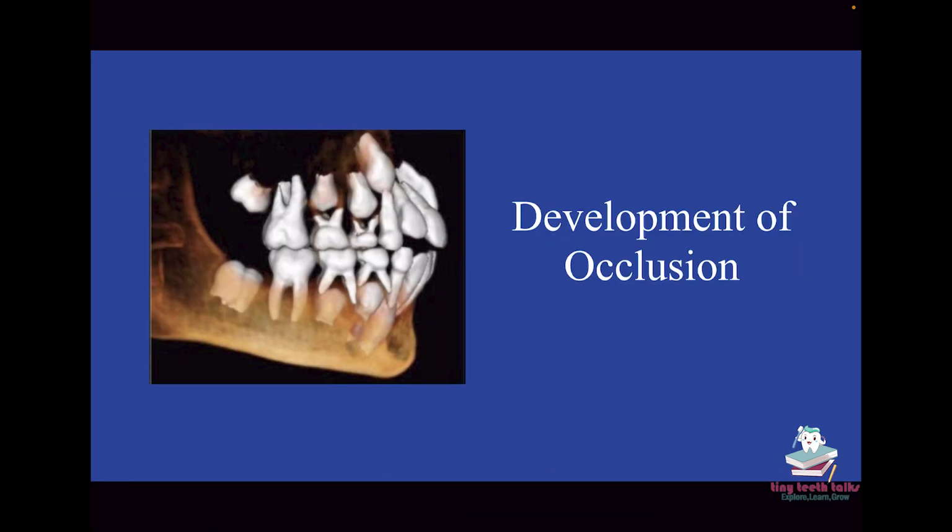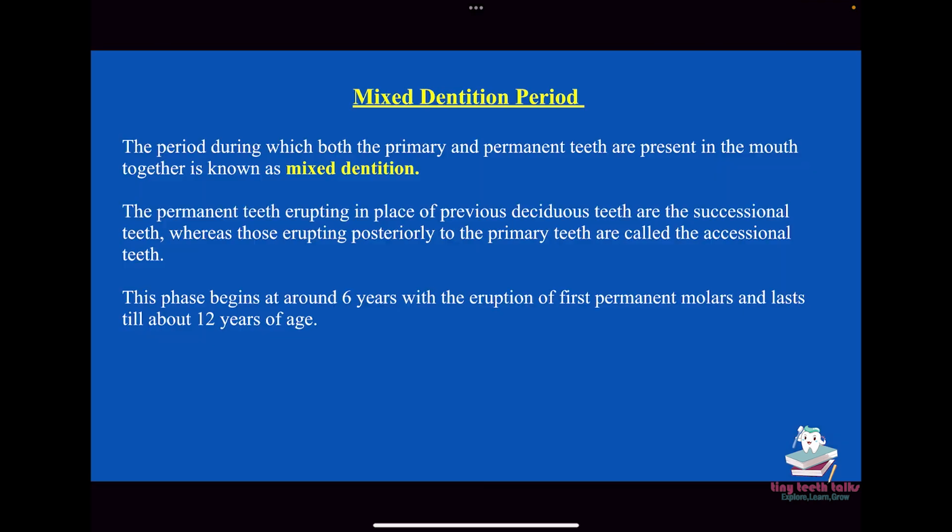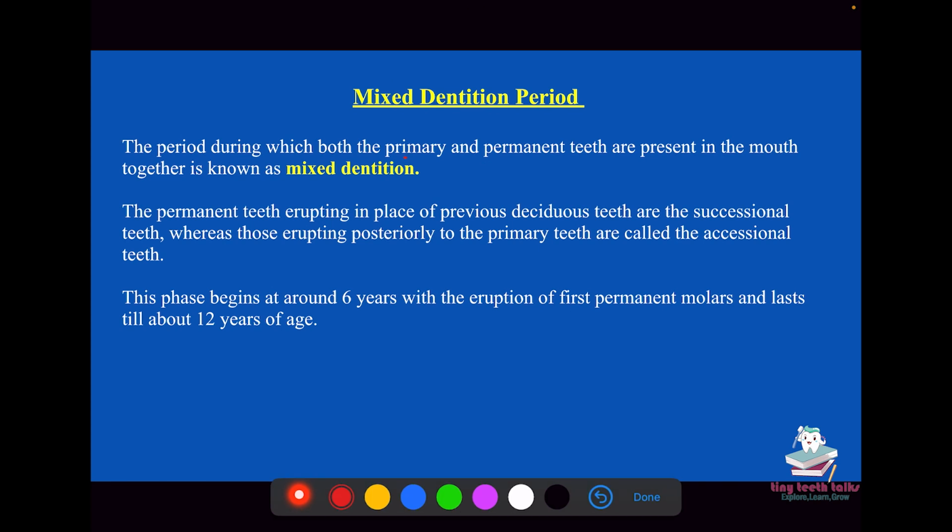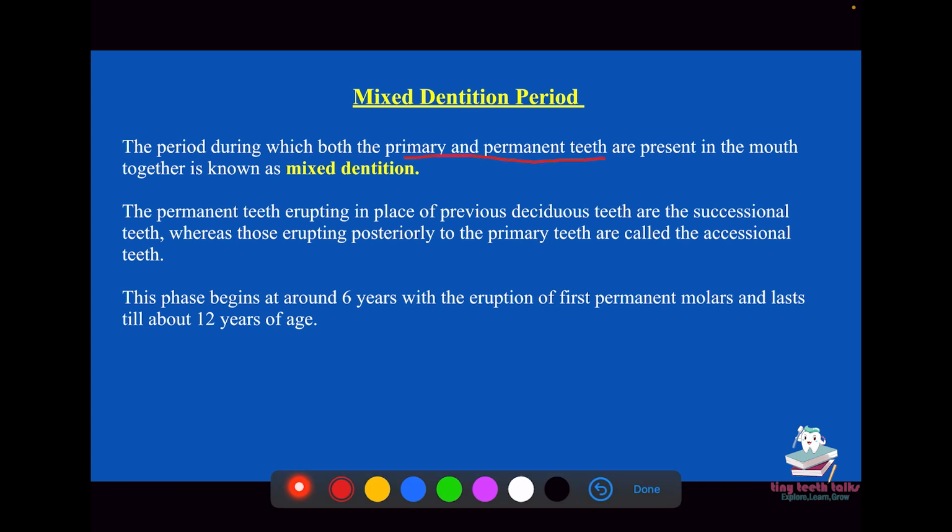Previously we discussed the pre-dentate and deciduous dentition periods. Today we will discuss mixed dentition. The period during which both the primary and permanent teeth are present in the mouth together is known as the mixed dentition period.